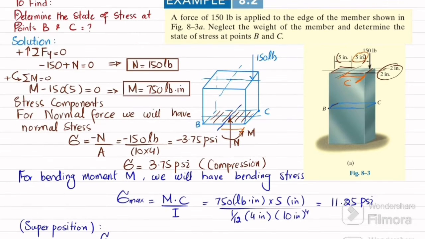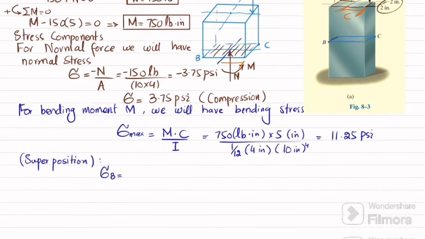Now you can see that due to this load, point B will be in compression, clear? And due to this moment about this axis, which will produce a bending like this in this beam, this portion will be in tension while portion C will be in compression. So at point B, the axial stress is compressive and the bending stress is tensile.